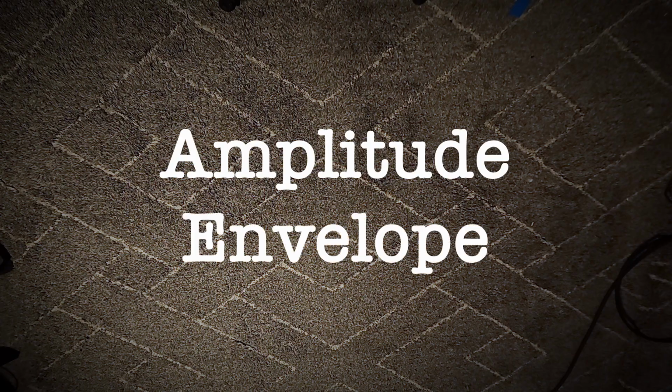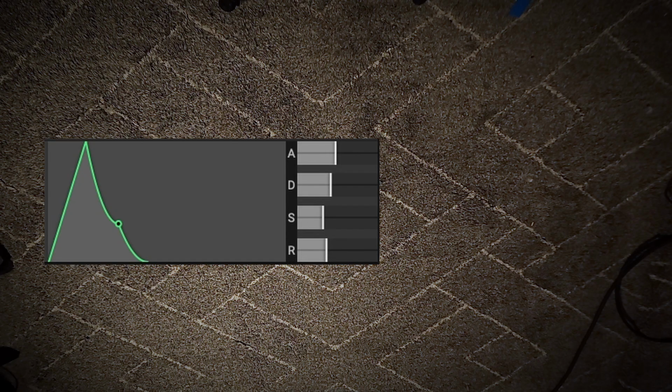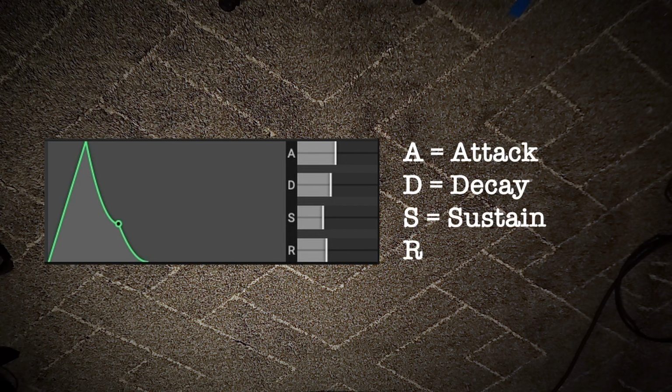Element number 2, amplitude envelope. Think of this door as a sort of gate that lets the sound of the oscillator reach us when we press a key on the keyboard. Most envelopes have controls labeled A, D, S, R.